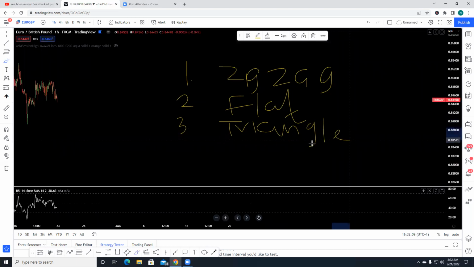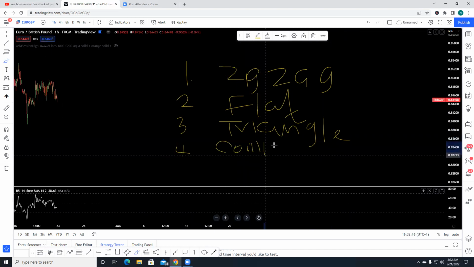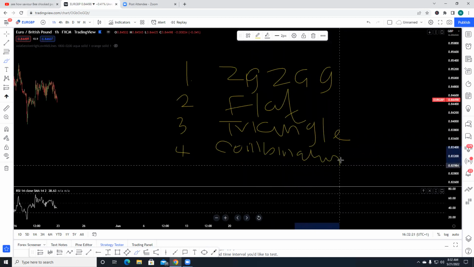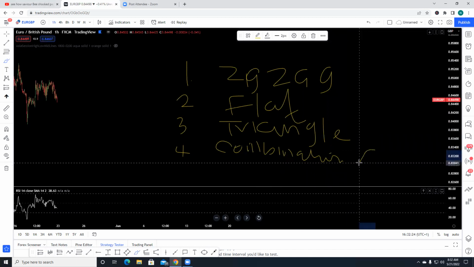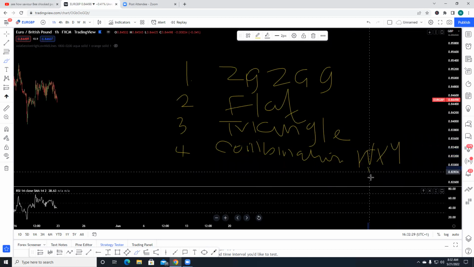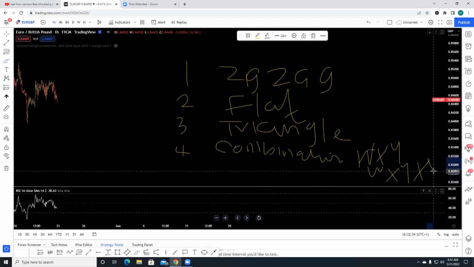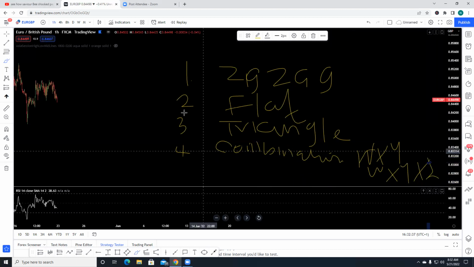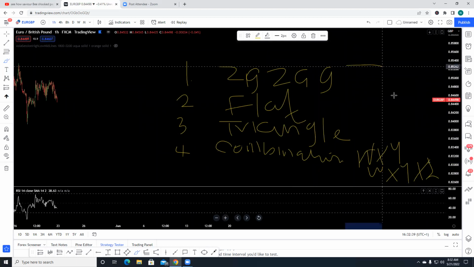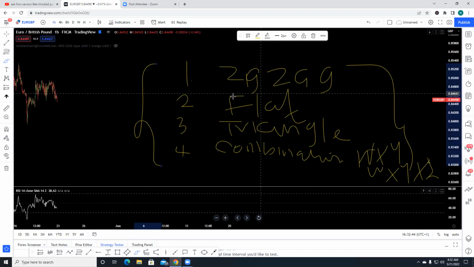And then last but not the least, we're going to be looking at what is called combination corrective structure. The combination corrective structures are WXY and WXYXZ corrective structure. Okay, so these are the 4 different types of corrective structure we are going to be looking at in our Elliott wave theory course, guys.